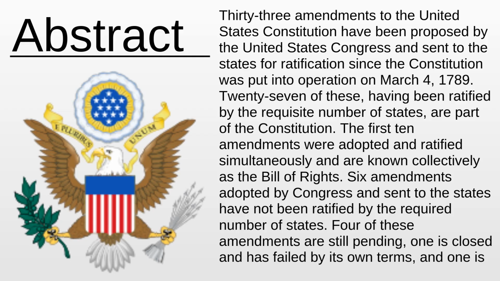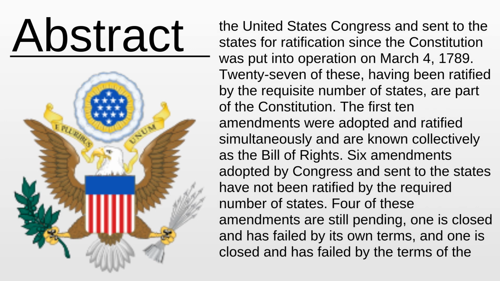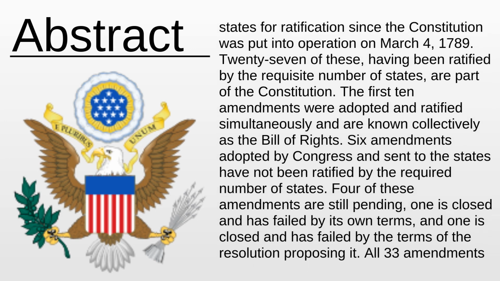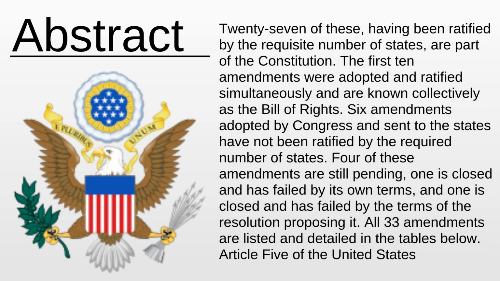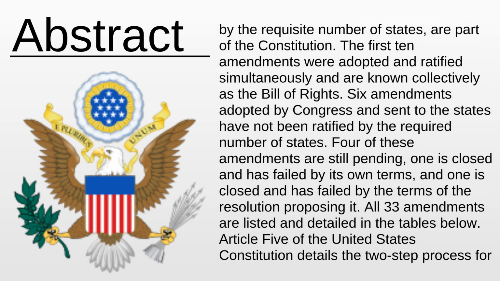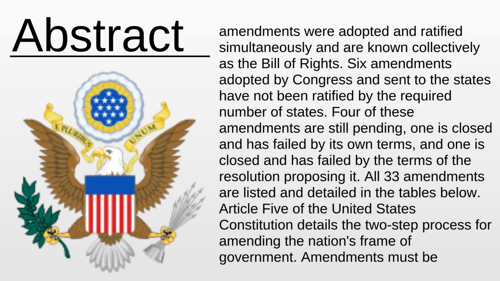33 amendments to the United States Constitution have been proposed by the United States Congress and sent to the states for ratification since the Constitution was put into operation on March 4, 1789. 27 of these, having been ratified by the requisite number of states, are part of the Constitution. The first 10 amendments were adopted and ratified simultaneously and are known collectively as the Bill of Rights.